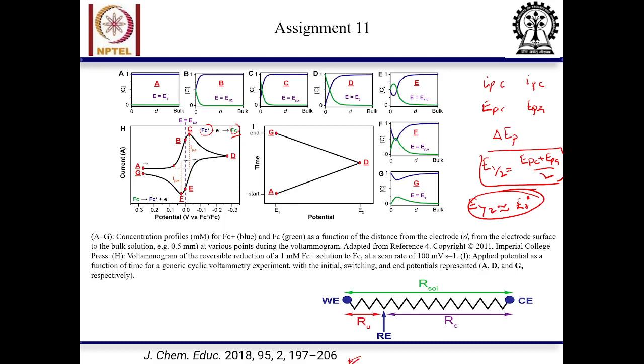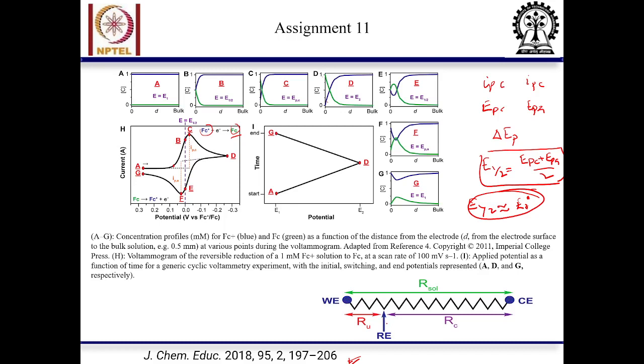Whatever is in that Google sheet I have, I will also upload this paper there, to read and get a feel of how cyclic voltammetry works. And this is basically the R solution, because the reference electrode and working electrode are far apart. So we introduce one reference electrode.